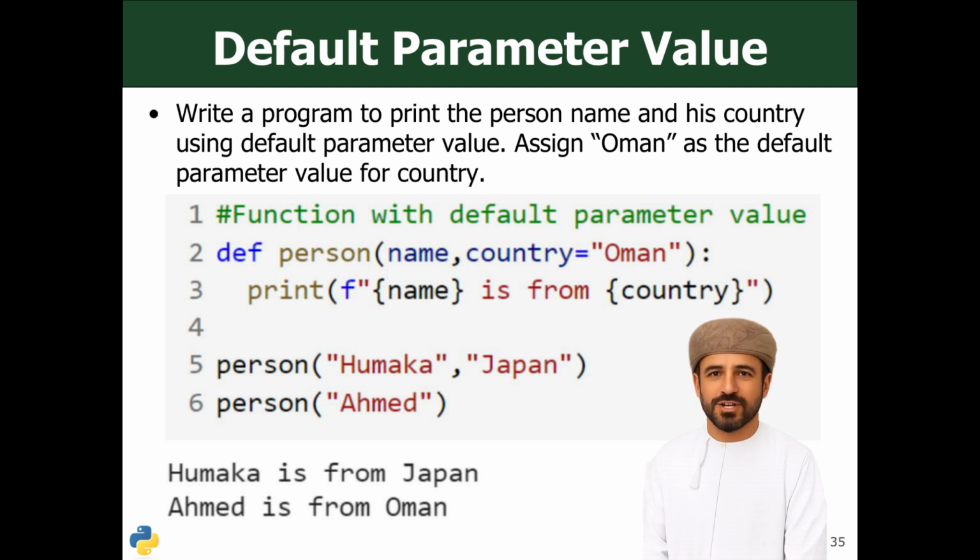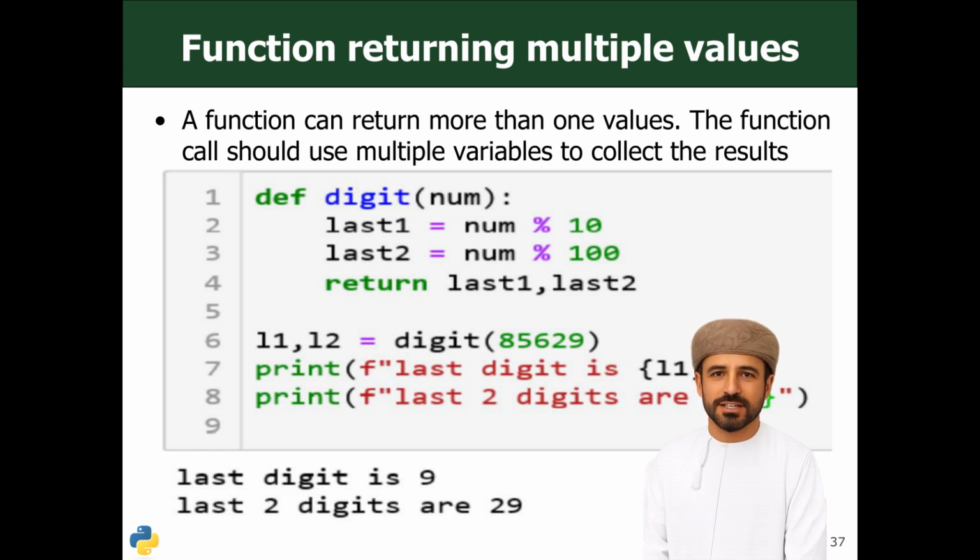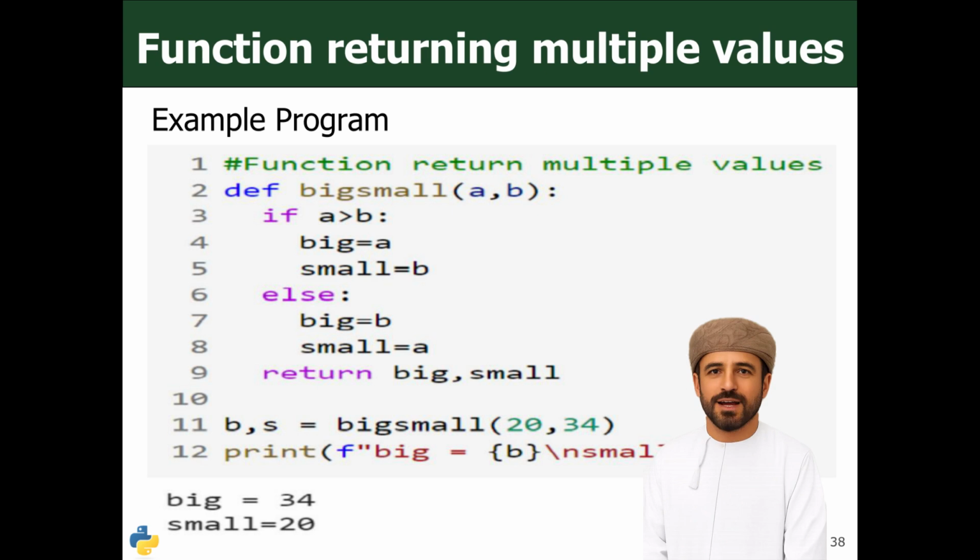This example demonstrates a person function with Oman as the default country, showing its use when a country is specified or omitted. Here, my_function demonstrates how default parameters can be overridden or used when no argument is passed for the country. Python functions are versatile enough to return multiple values, which can then be collected into multiple variables upon the function call. For instance, BigMul can efficiently return both the larger and smaller of two input values simultaneously.